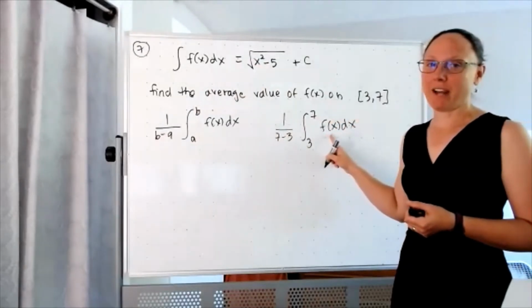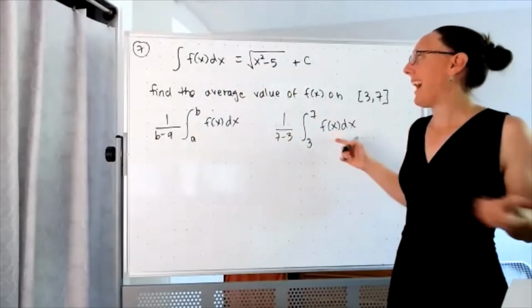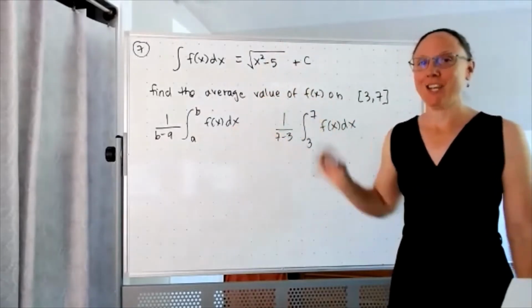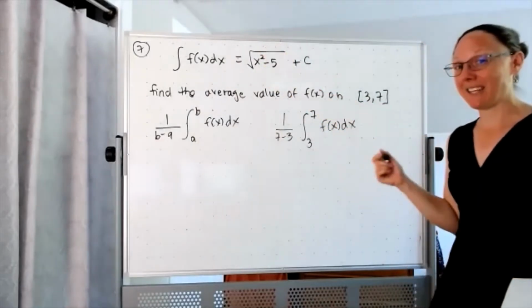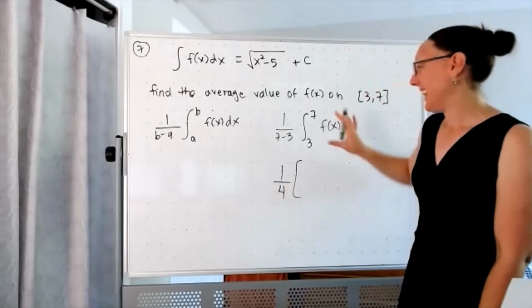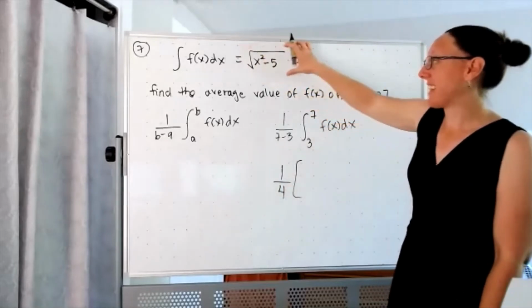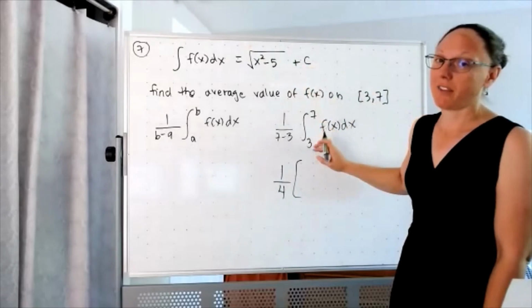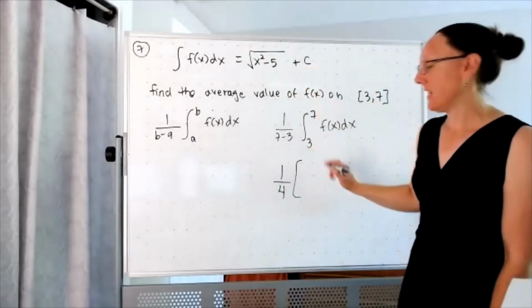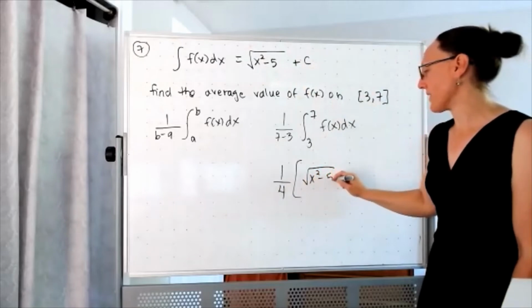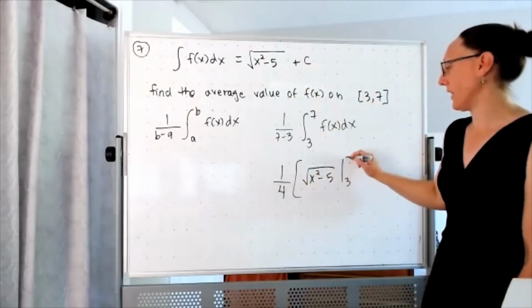I didn't give us what f of x was. I already gave us what the answer to the indefinite integral is. Well, if that's the answer to the indefinite integral, then I know that I can just take this piece of it without the plus a constant and plug in the 3 and the 7. So this would look like evaluating x squared minus 5 from 3 to 7.